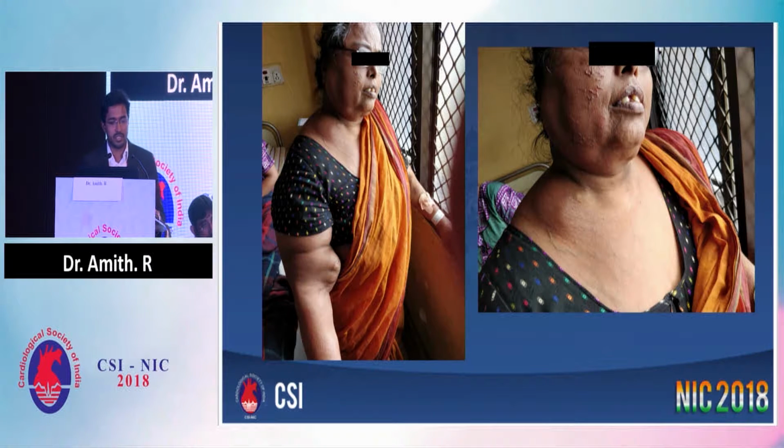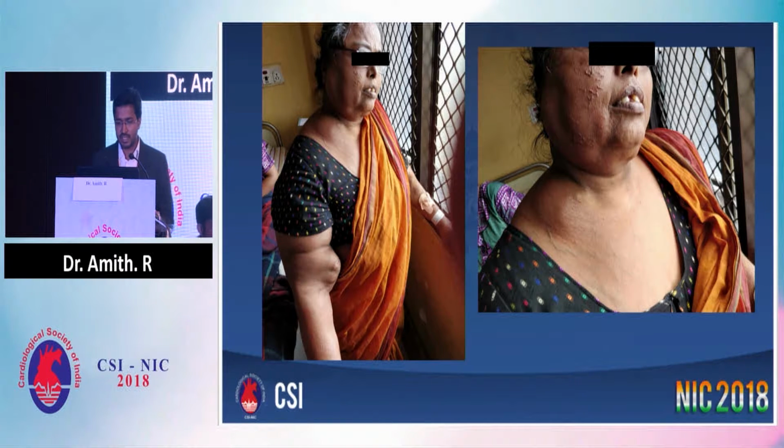This is the picture. In the lady, we can appreciate the swelling in the right cubital fossa, extending up to the upper arm, and we can also appreciate the fullness in the right supraclavicular fossa, as well as dilated veins over the cheeks. Her routine investigations were suggestive of CKD. ECG and echo showed features of left ventricular hypertrophy with normal LV systolic function.